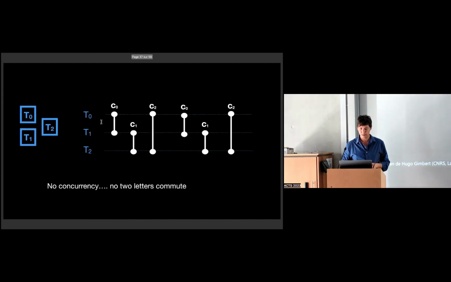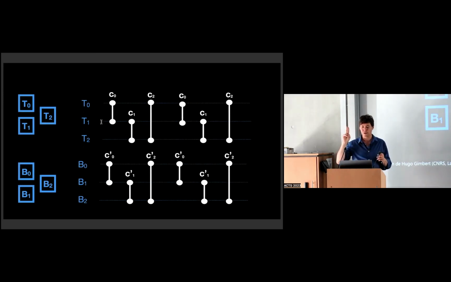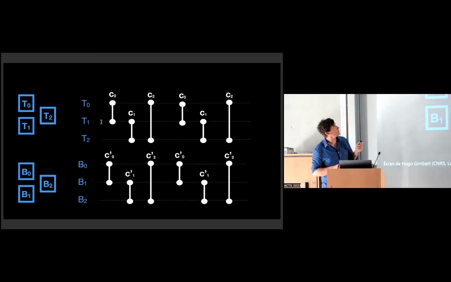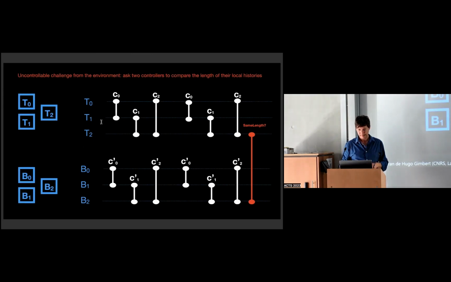There is no concurrency here, no 2 letters commute. So basically, it's almost a word and a simple automaton. Now we take 2 teams of those guys. We take team top, T0, T1, T2, and team bottom, B0, B1, B2. They do the same in parallel, always the same pattern. And the environment, for the moment, did nothing, but it can challenge the processes. So I will show you what we can implement with challenges.